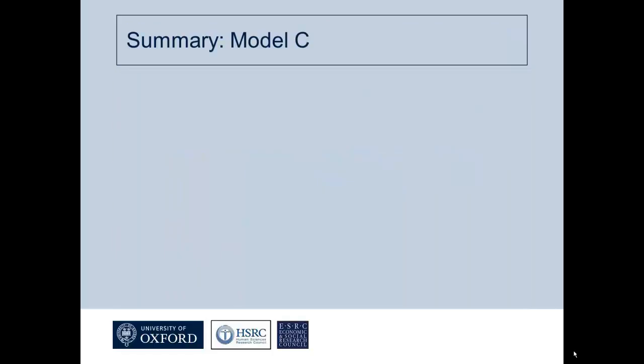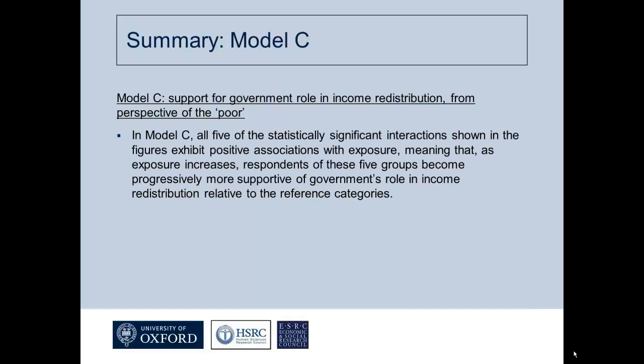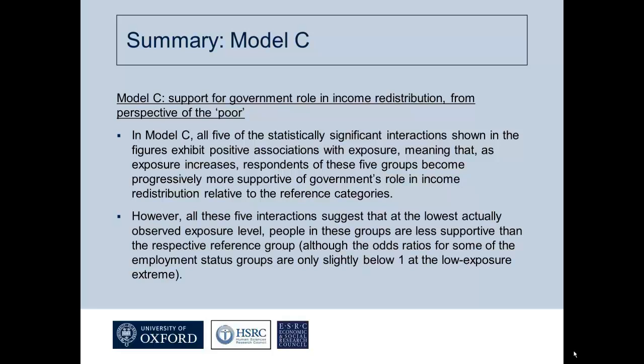So in summary, in Model C, all 5 of the statistically significant interactions shown in the figures exhibit positive associations with exposure, meaning that as exposure increases, respondents of these 5 groups become progressively more supportive of government's role in income redistribution relative to the reference categories. However, all these 5 interactions suggest that at the lowest actually observed exposure level, people in these groups are less supportive than the respective reference group, although the odds ratios for some of the employment status groups are only slightly below 1 at the low exposure extreme.